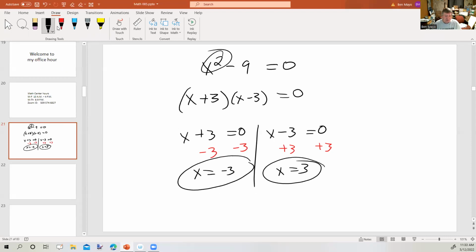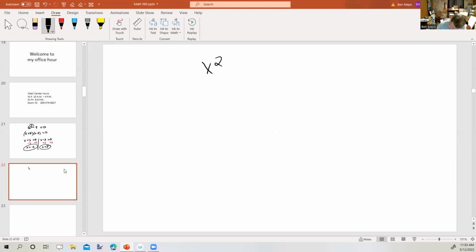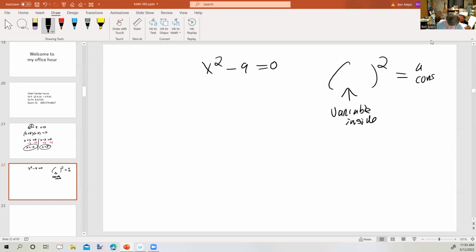Now we're going to look at some different ways of solving a second degree equation, depending on the situation. So let's go back to x squared minus 9 equals 0. And let's do the following with it. Let's write it so that on one side of the equation, we have a square that contains the variable, so I'm going to say variable inside. And then on the other side, we have a constant, so a number.